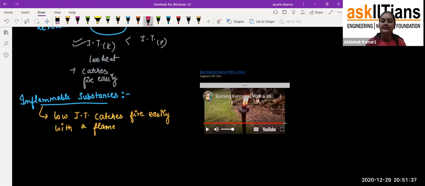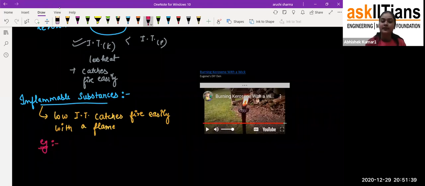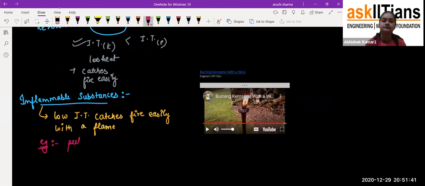Okay, for example, petrol is there. Petrol, you know the spelling for petrol? It is petrol. And what else? In the case of LPG also we are getting flame. In the case of a candle also we are getting flame. So such types of substances which have a low ignition temperature, so that they catch fire easily, and they glow with flame, or you can say they burn with flame.